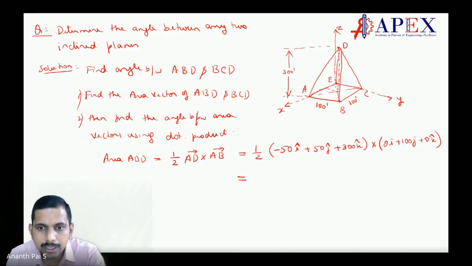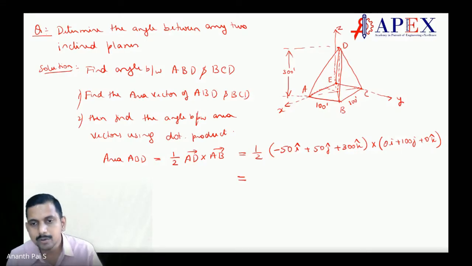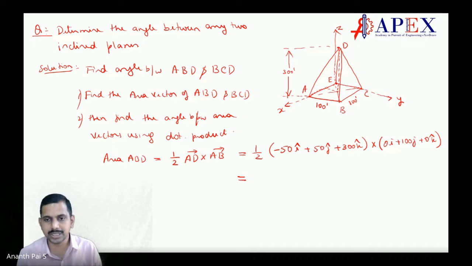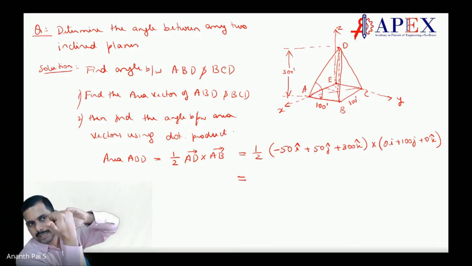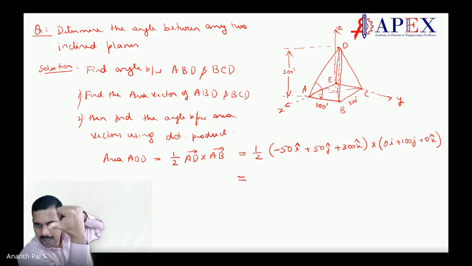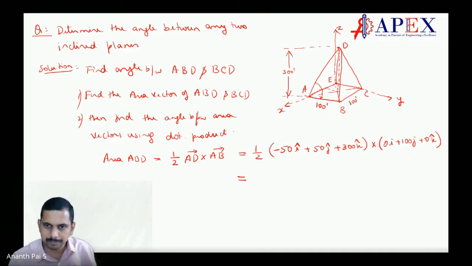Sir, why is it not AB cross AD? See, when you say AB cross AD, I go in the other direction. You have to see from here to here. When I take this one, I am doing AD cross AB. Put your fingers in that direction. The area vector will go inside. The area vector goes inside the pyramid.